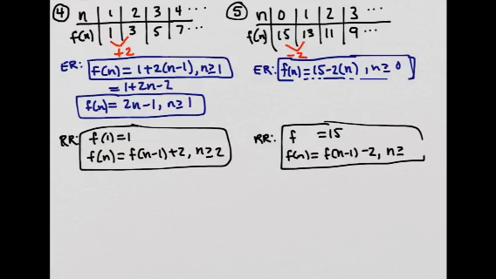So f of 0 equals 15, and then f of n minus 1, that's the same except this would be 1. So that's the difference. Sorry about that.